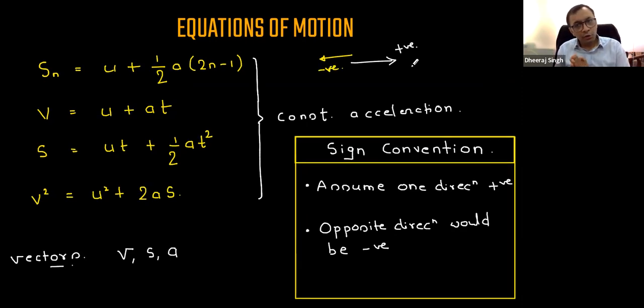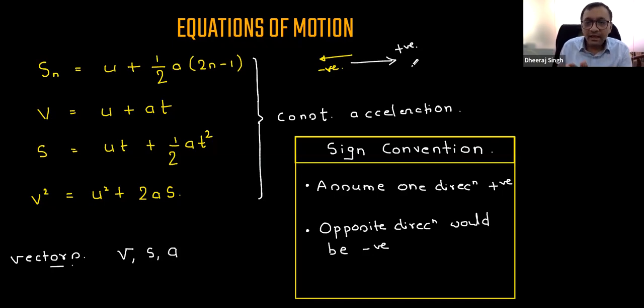Let's say there is a numerical. Now God hasn't come and told us that every time velocity is on the right hand side, take it positive, or every time upward acceleration is there, take that as positive. It's nothing like that. So in a problem, we are going to assume, let's say, right hand side positive. So if velocity is on the right hand side, then the value of velocity is positive. If acceleration is on the left hand side, then acceleration is negative.